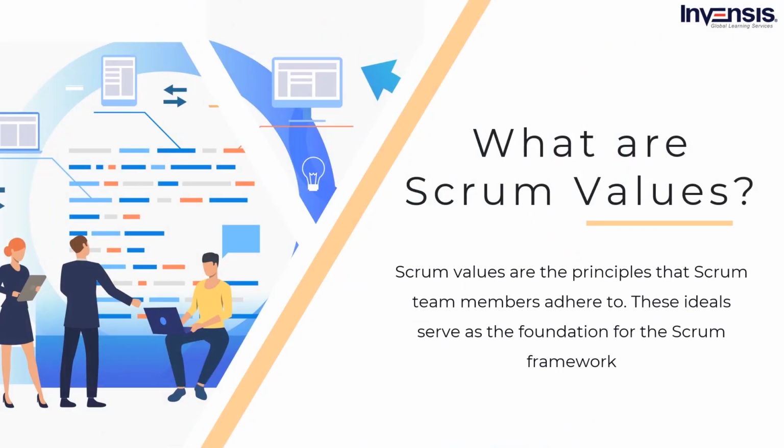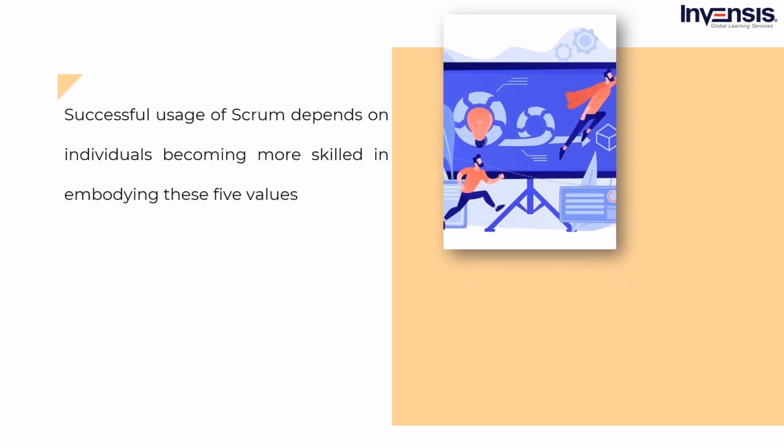Scrum Values are the principles that Scrum team members adhere to. These ideals serve as the foundation for the Scrum framework. The Scrum Values suggest various sorts of behavior and help in better understanding and implementing Scrum principles and gaining greater value from them, when performing tasks in difficult environments. The Scrum Handbook says that successful usage of Scrum depends on individuals becoming more skilled in embodying these 5 values. So, to ensure that projects attain their maximum potential, each team member must commit to maintaining the ideals outlined in the Scrum Team Charter.